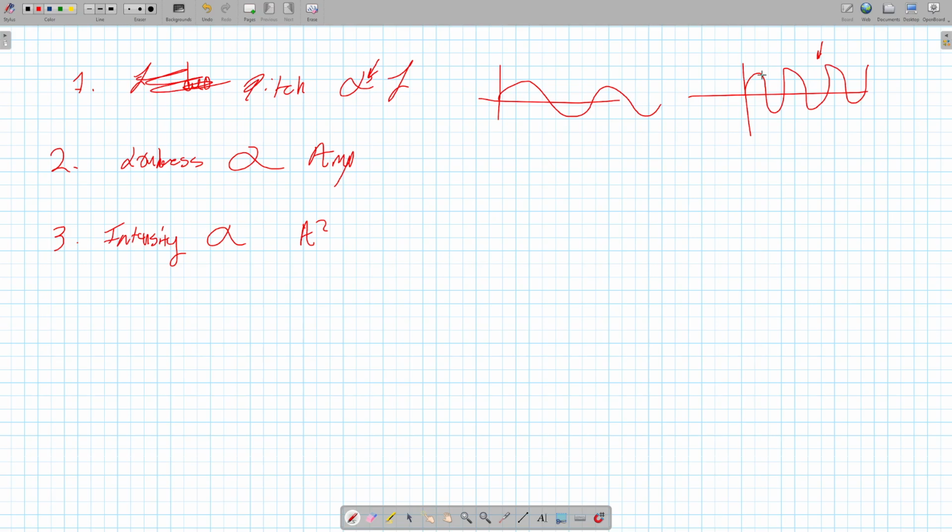Obviously this one, because there are more cycles per second. So when you have a high pitched voice, there's a higher frequency. When you have a louder voice, there's a larger amplitude. Which one's louder? This or this? Obviously the one on the left, right? And then intensity is directly proportional to amplitude squared. Obviously, the higher the amplitude, the higher the sound intensity.